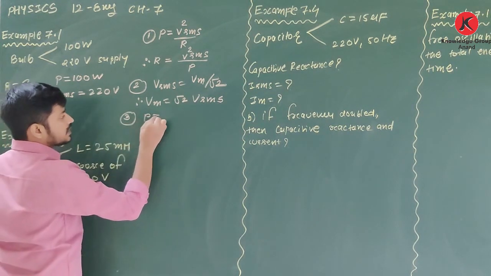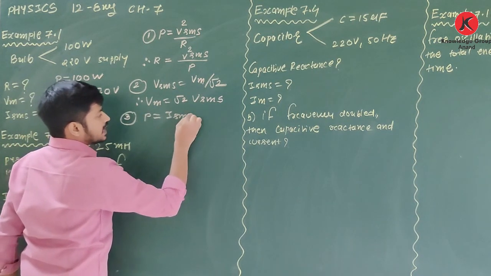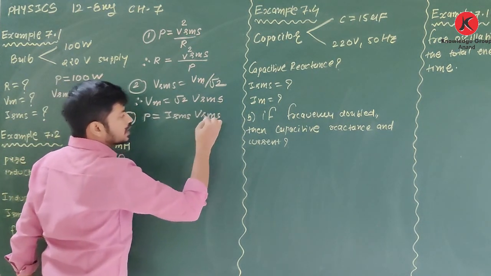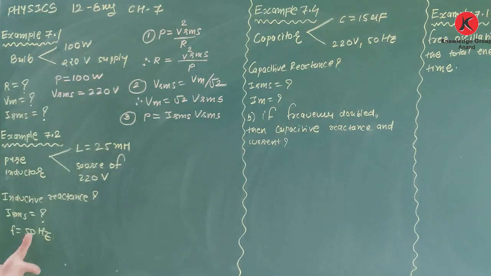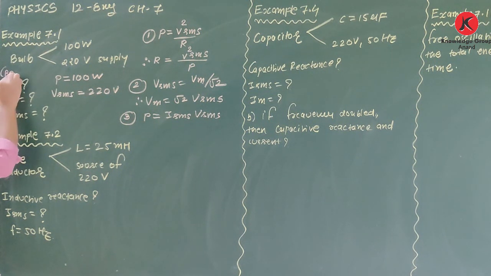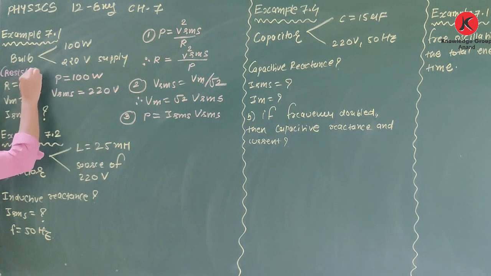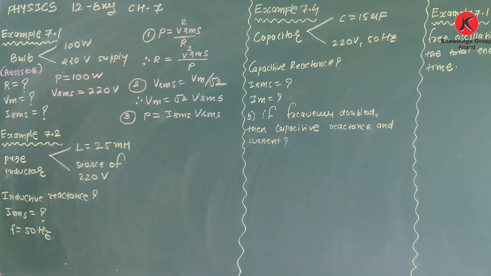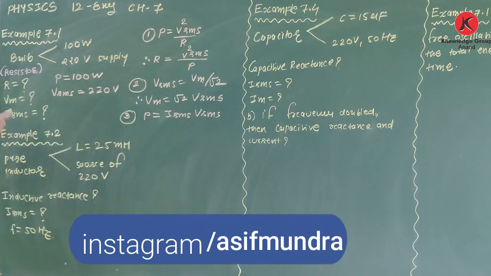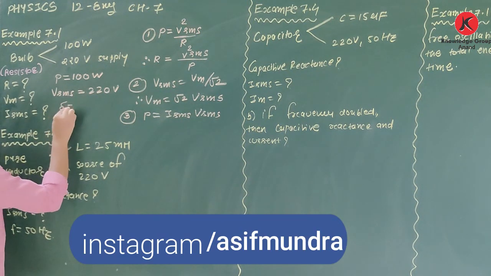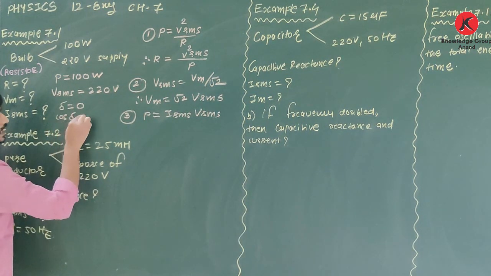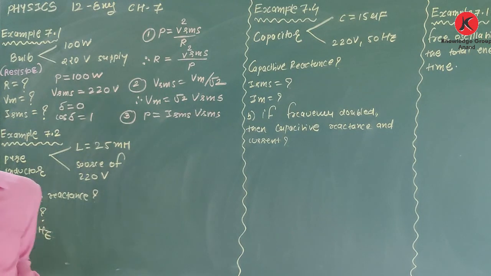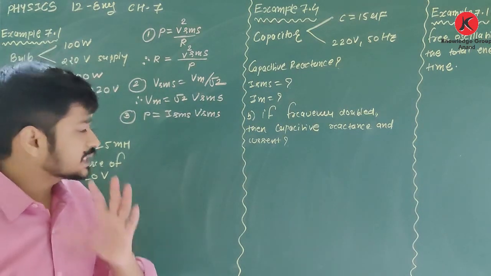Power P is equal to IRMS and VRMS. Why only IRMS and VRMS? Where is cos delta? Here bulb means only a resistor. In case of a resistor, the phase difference delta is equal to 0, so cos delta is equal to 1, that is, the power factor is equal to 1. Yes, it is.